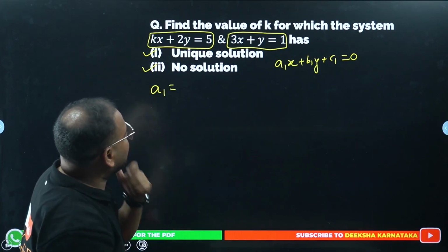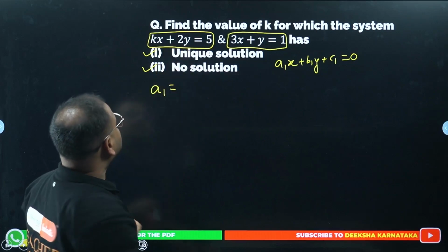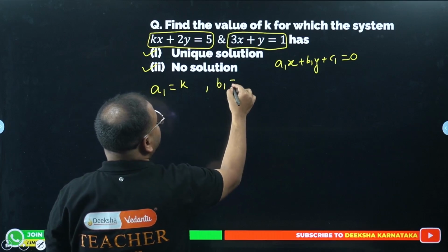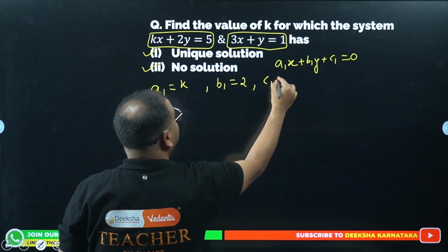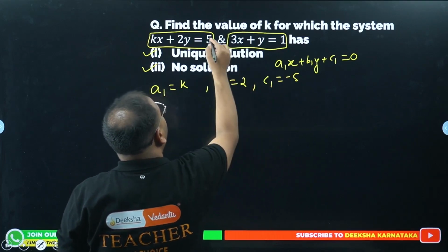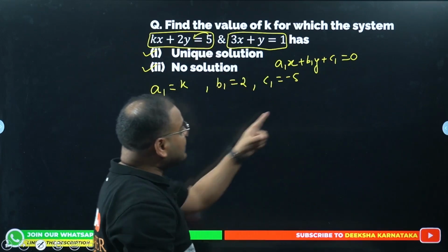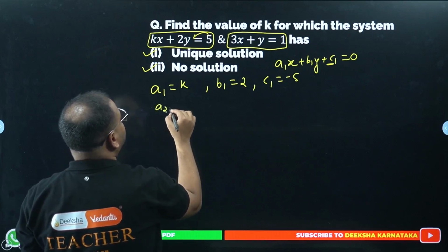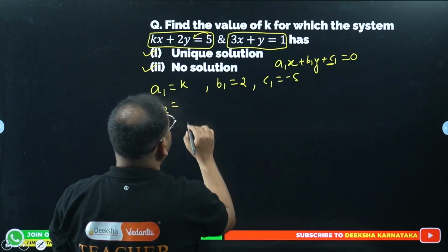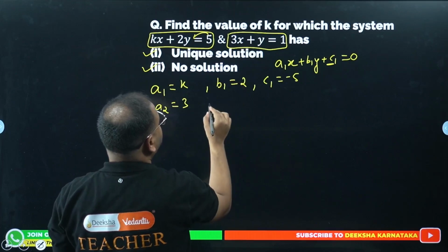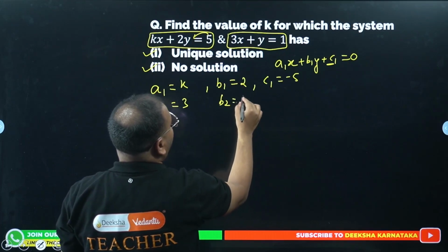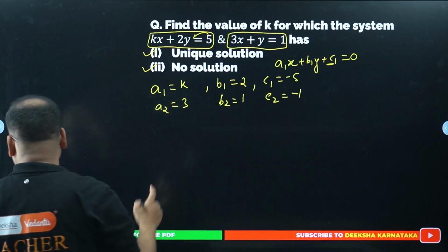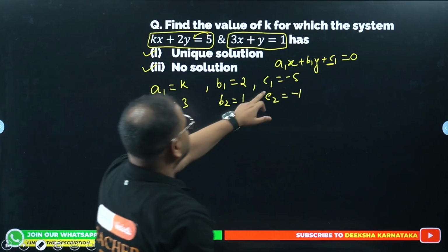If you have to tell me, A1x will be compared with this, so I get k, B1 will be simply 2, and C1 will be minus 5, sir. How? Bring it over here on the left hand side. Check it out on the left hand side. Same way, do it for A2. A2 is going to be 3 for the second equation, B2 going to be 1, and C2 going to be minus 1. Okay, that's not E2, that's C2. Let me just erase and rewrite.